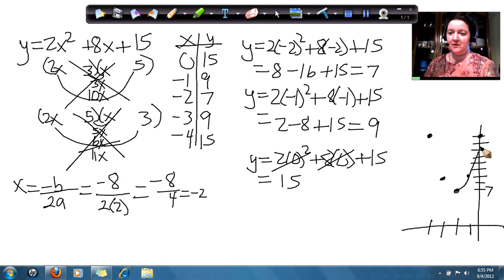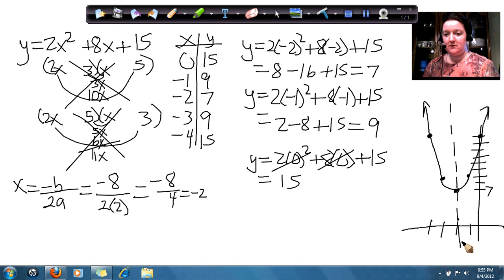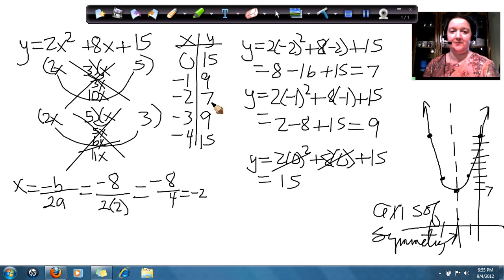So we have that part going out that way. We have this one headed out that way. We have an axis of symmetry here. That point. And then this is our vertex.